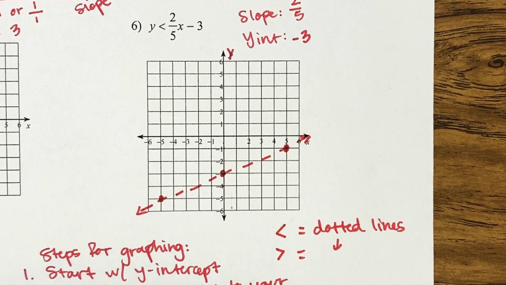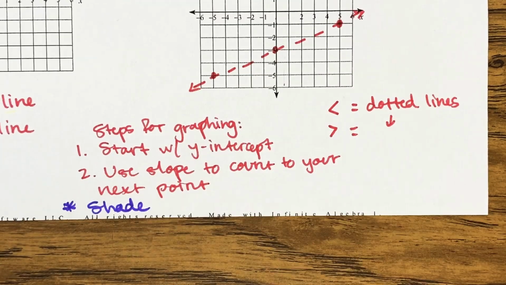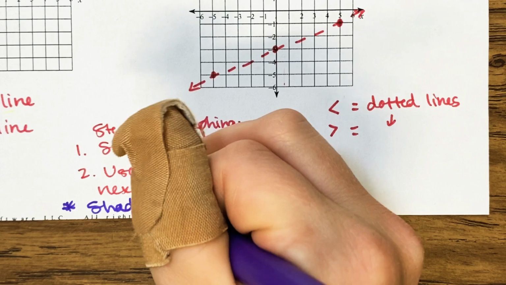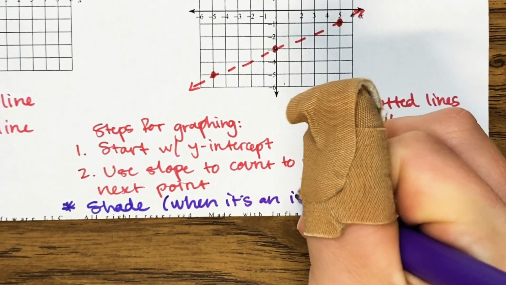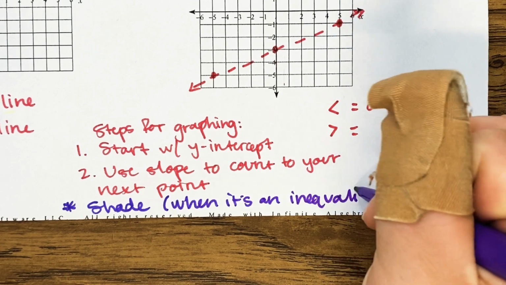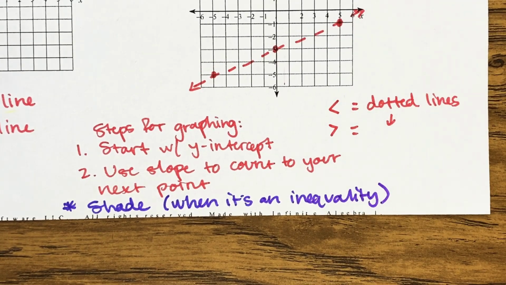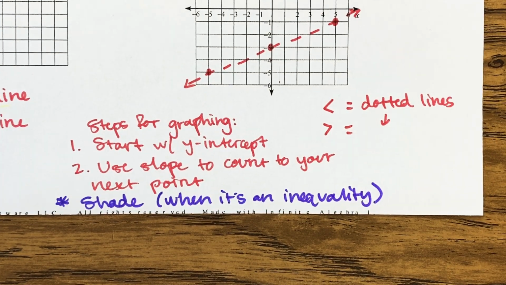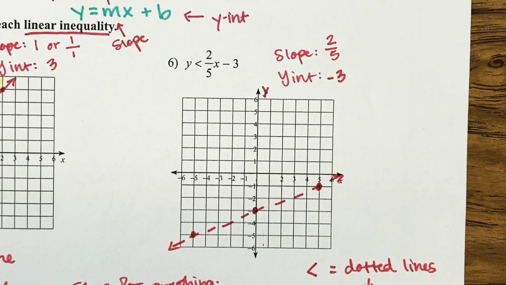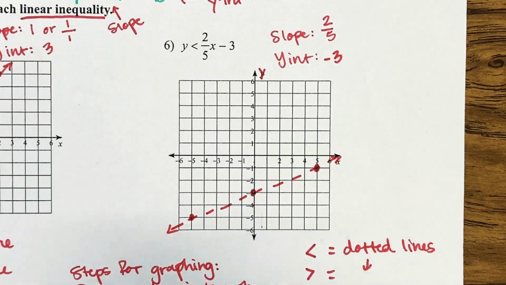And our last step, we need to shade. When it's an inequality, right? Because we're not shading when it's an equation, just when it's an inequality. That was hard to say. So go ahead and make sure those notes are on your paper. Now we need to shade for our last step.